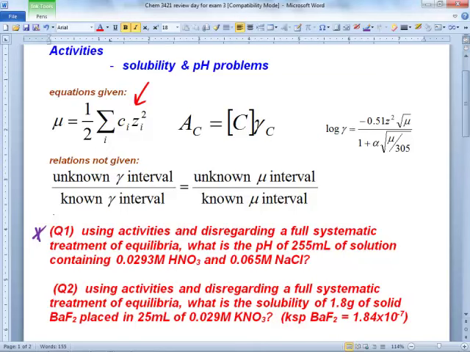How would you do this? First, you have to get the ionic strength. Yeah, you need ionic strength. Why? You need your mu. Why do you need your mu? So you can get the activity coefficients. Right, that's the game plan. You get this first, so then you can get the little activity coefficient.